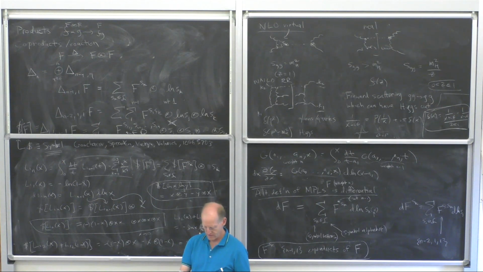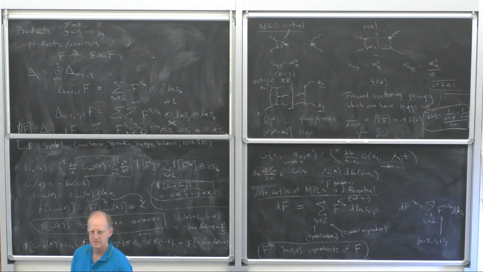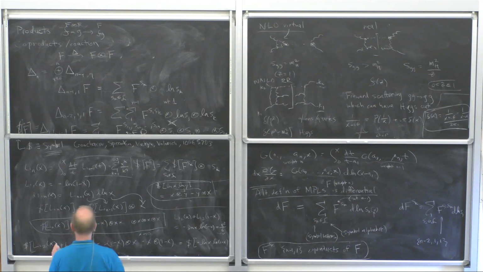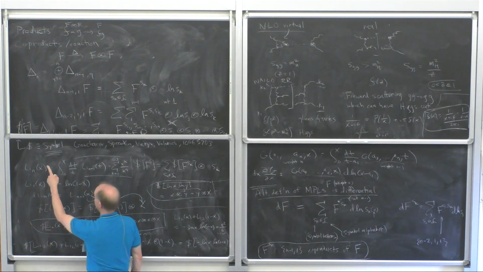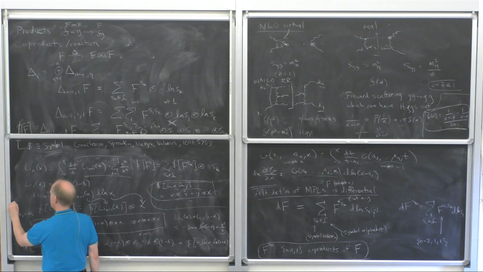Any other questions? In this case, you have these multiple logarithms, and there you have your simple alphabet being only x, 1 minus x, and then x minus 1. Yeah, that's right. I should have mentioned that. So the symbol alphabet for Li_n is x and 1 minus x. So this is the alphabet for Li_n of x.